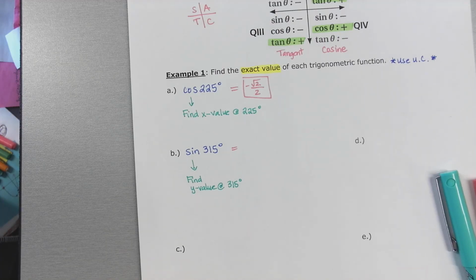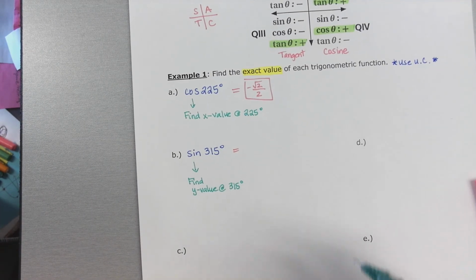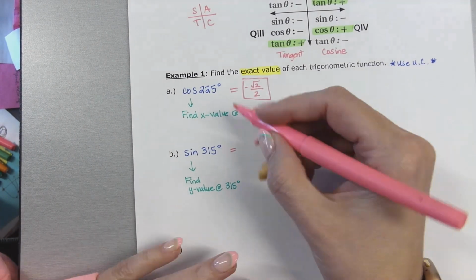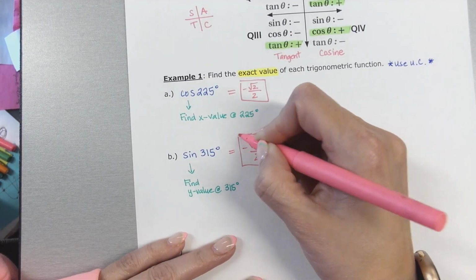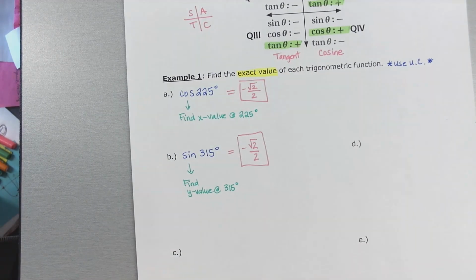All right, what do we get? Negative root 2 over 2. Yes, so at 315, that was a negative x. It was negative root 2 over 2. Okay, so you can have the same value for different functions and different degrees. Right, and then we'll finish the rest of these notes tomorrow.